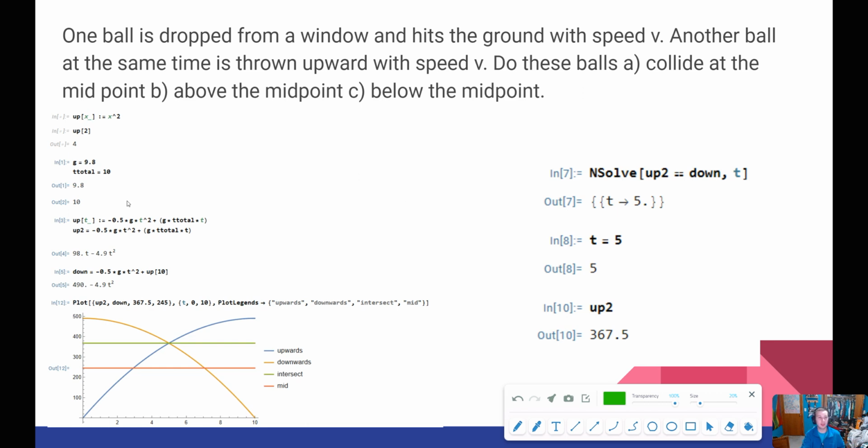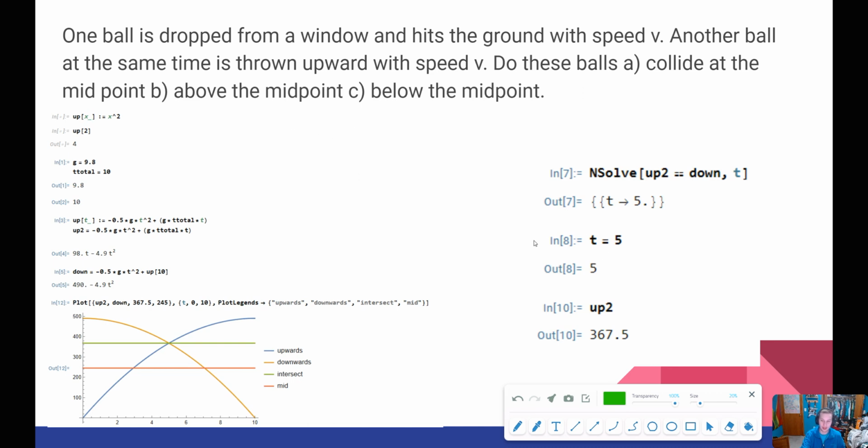Okay, so next we have one ball is dropped from a window and hits the ground with speed v. Another ball at the same time is thrown upward with speed v. Do these balls A, collide at the midpoint, above the midpoint, or below the midpoint? Okay.